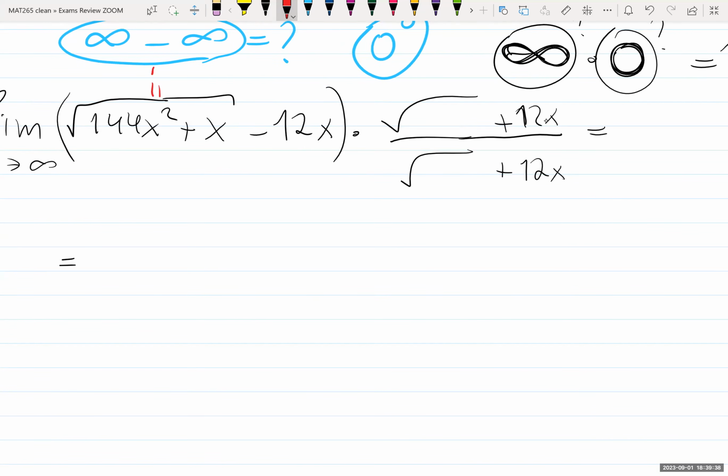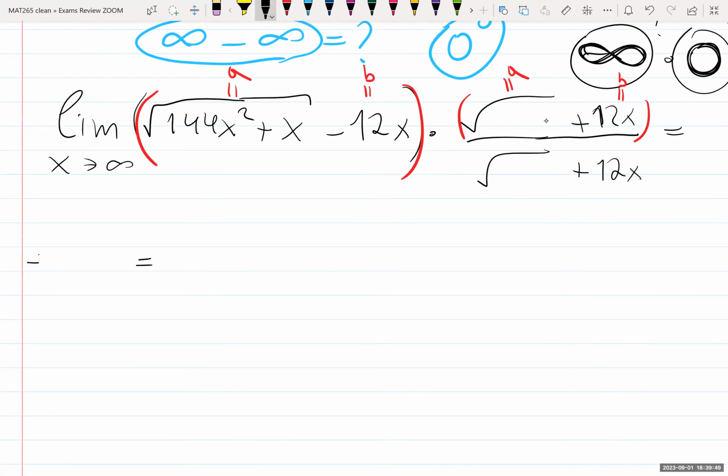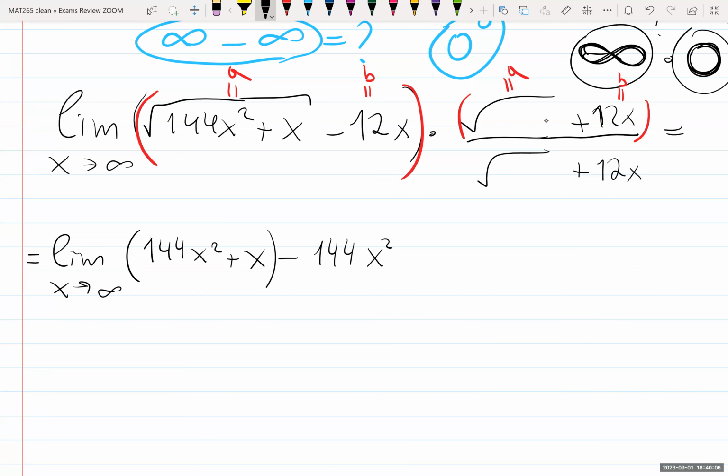So a minus b times a plus b gives you a squared minus b squared. In the limit as x approaches infinity, it will be a squared, 144x squared plus x, minus b squared, which has no square root there. So we're actually going to have 144x squared. And it's amazing. Boom, cancels out.